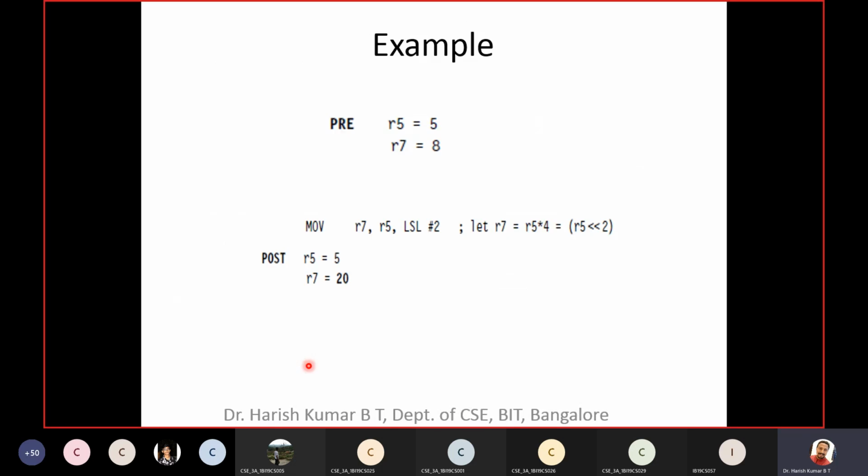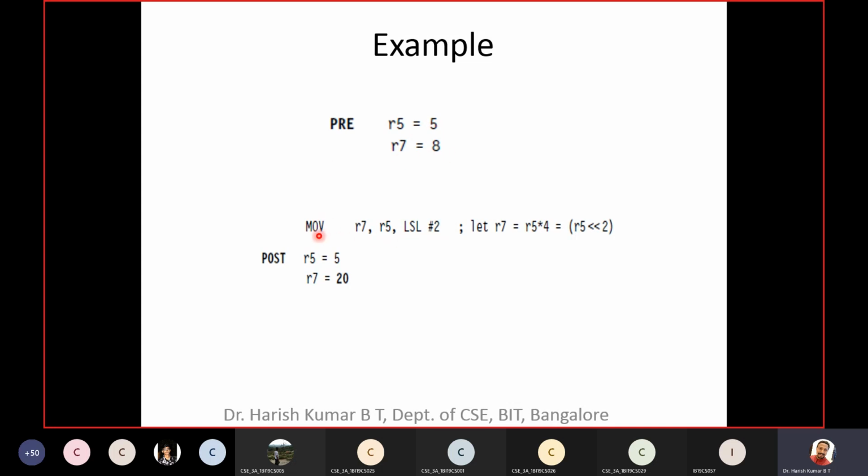We understood that MOV can take benefit of the barrel shifter. Now how do I do it? This is the example I'm taking. Say in R5 I'm taking the value 5 and in R7 I'm taking the value 8. This is the precondition I'm assuming: in R5 I have 5 and in R7 I have 8.